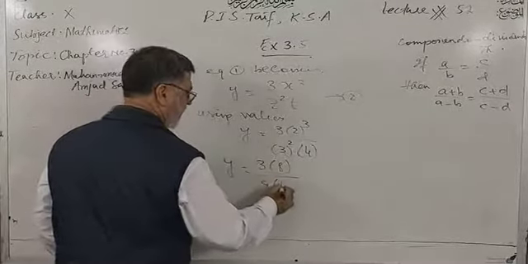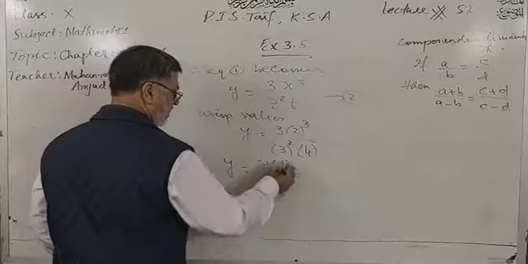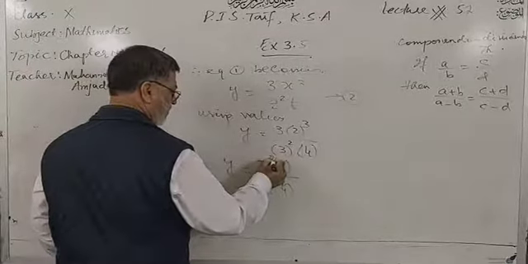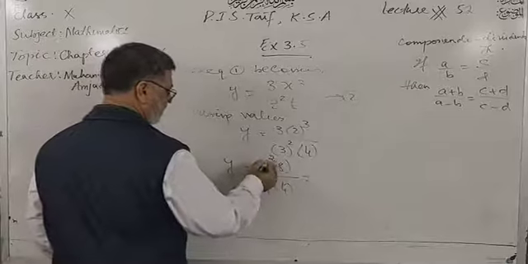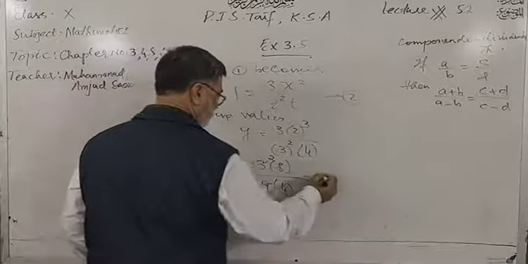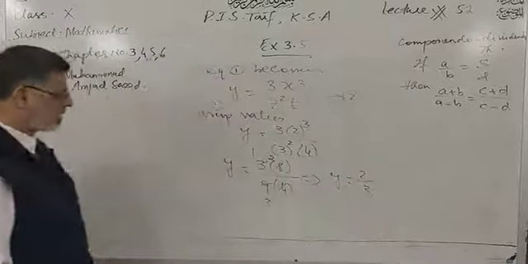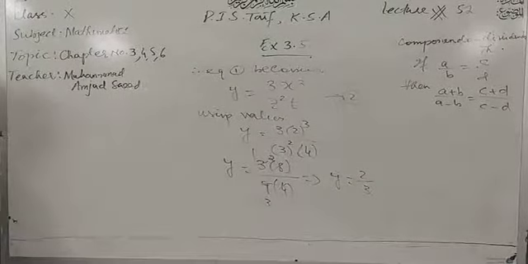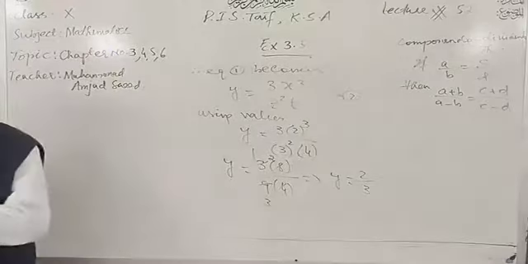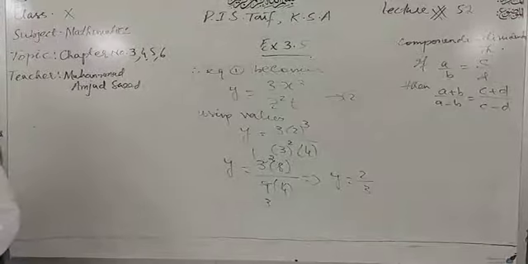3 square is 9 into 4. That will be 4 times 2 is 8. 3 goes into 3 once, 3 goes into 9 three times. So y is equal to 2 by 3. Dear students, that's your answer. 2 by 3 is your answer. I hope that you can do the part.